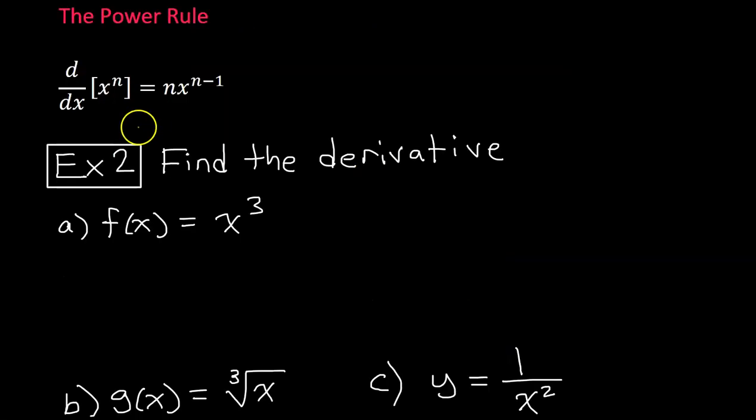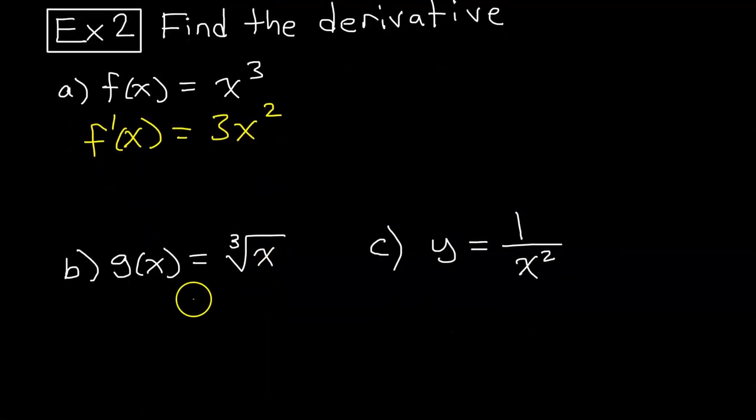Next, we have the power rule, which says that the derivative of x to the n power is equal to n times x to the n minus 1 power. In other words, we can take the exponent, bring it to the front, and reduce it by 1, and that will be the derivative. So if f of x is equal to x to the third power, and we want to find the derivative, we're going to bring the 3 to the front, so we'll have 3x, and then we reduce the exponent by 1, which gives us 3x squared, and that's the derivative.